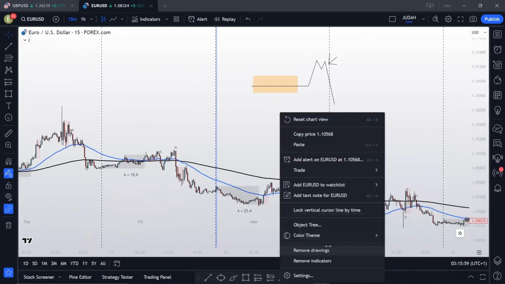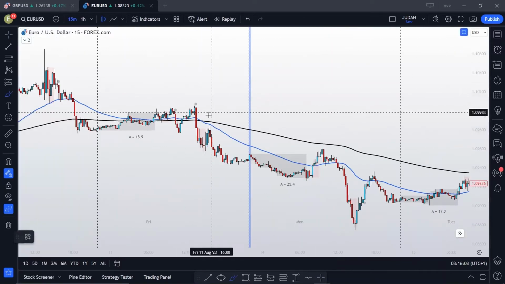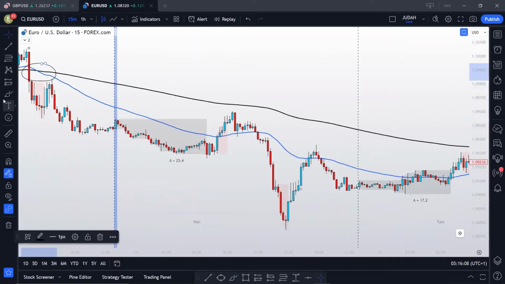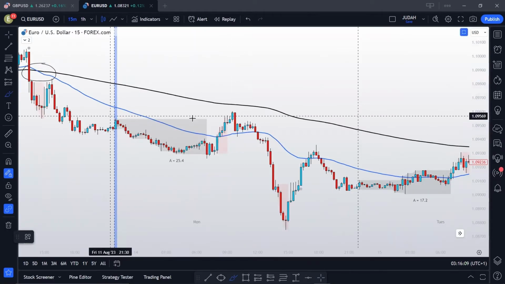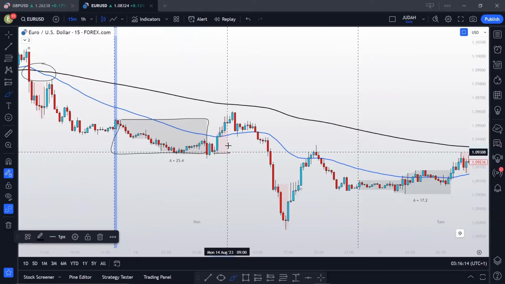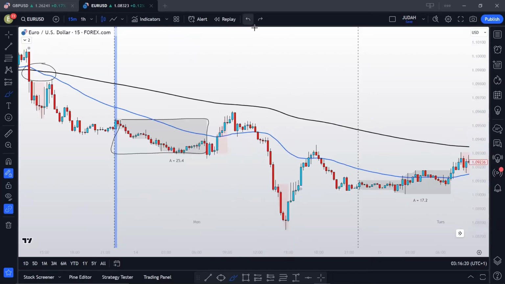Now, if you look on the charts here, what are you seeing? We have this EMA crossing over here, so we're looking for sells. So what can we see here? This gray box signifies the Asian session. This pink box here is the start of the London session, and then this second pink box is the start of the New York session.